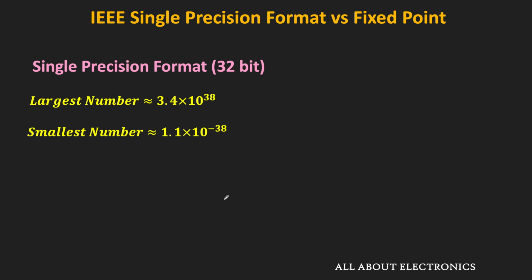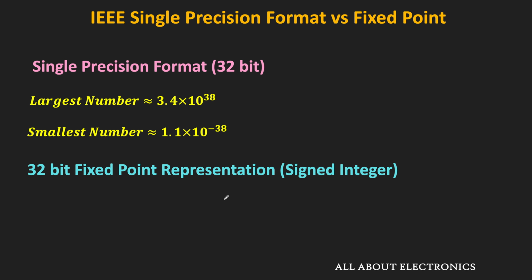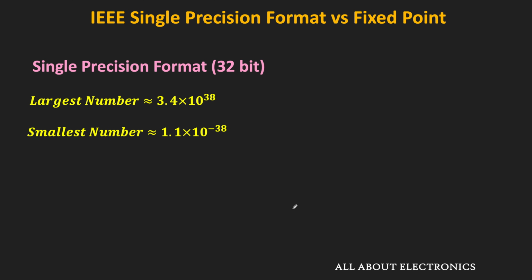On the other hand, if you see the 32-bit fixed point representation, then for signed integers, the maximum positive number is equal to 2 to the power 31 minus 1, which is roughly equal to 2.1 times 10 to the power 9. If we compare this fixed point with the floating point numbers with the same bits, then the floating point number covers much more range. And just by looking at it, the question arises: why does this floating point number cover a greater range?